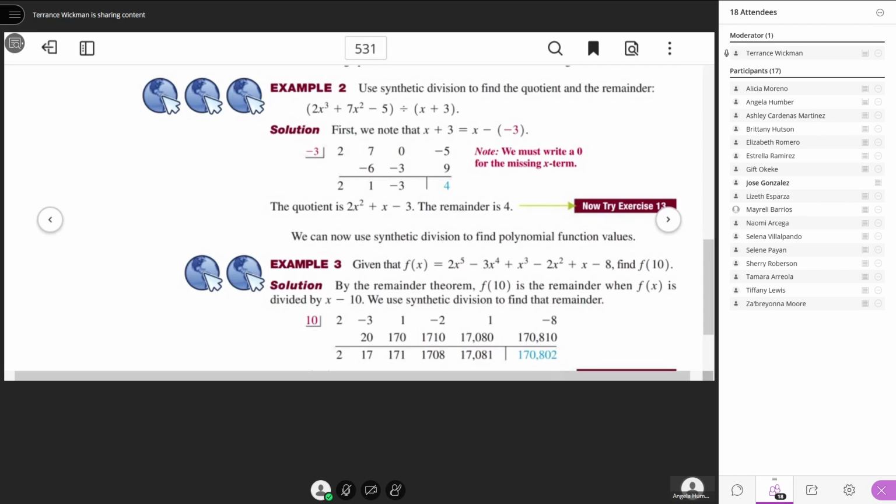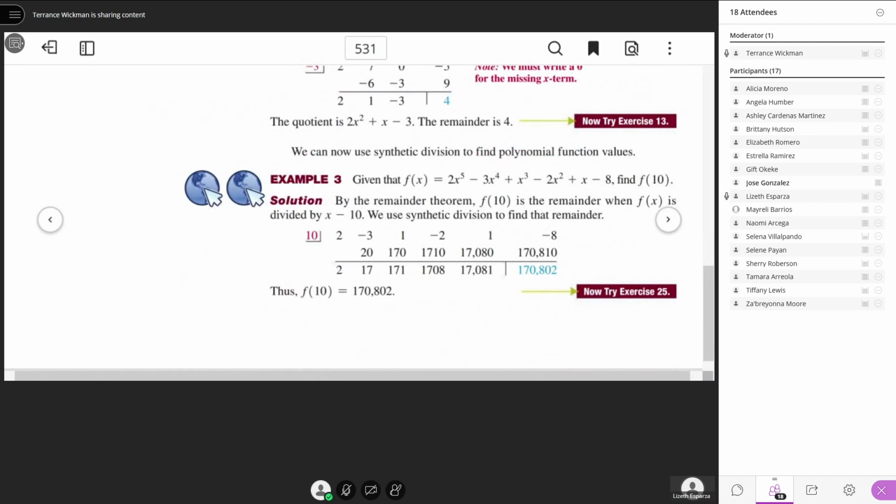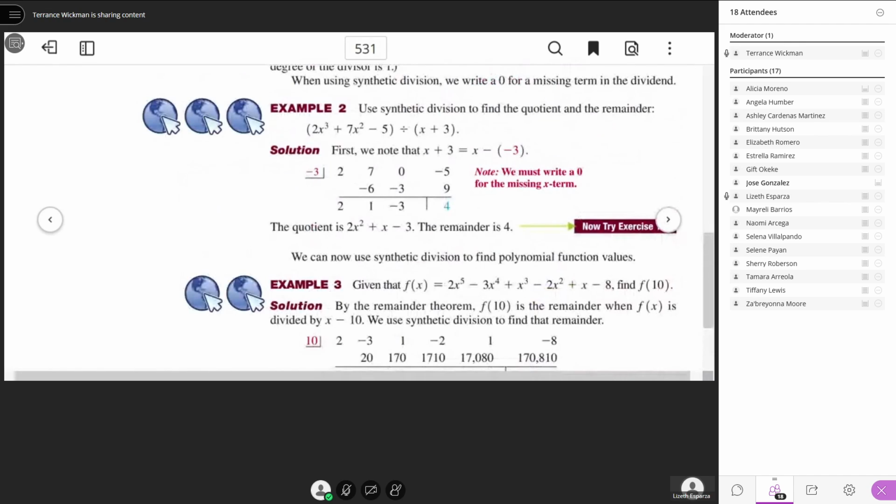Four. Yeah, of course. Again, if you put the -3 into the original equation that you divided by, you're going to end up with 4. So it's easier to substitute instead of synthetic? No, it's just another thing to know, Lizette. Synthetic division is important. It's just to note that it works, that there's more to it than just the division.